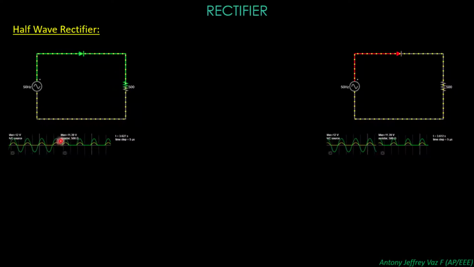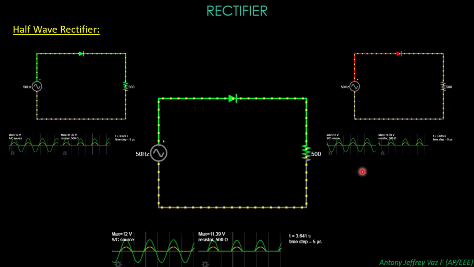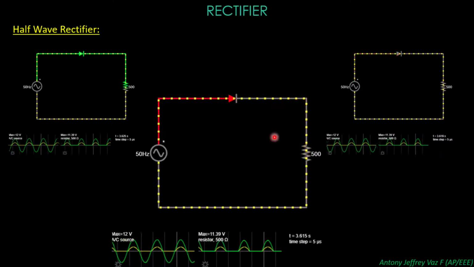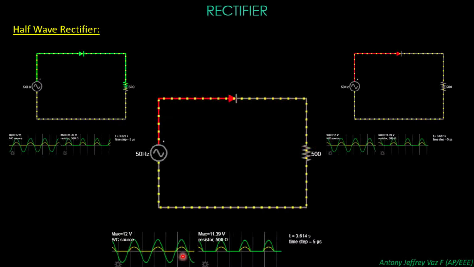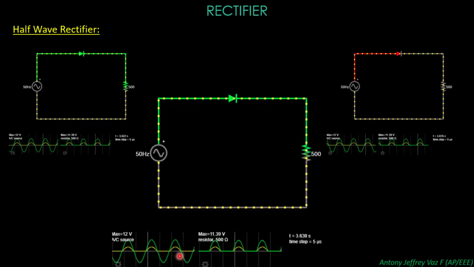Once the positive half of the cycle is present in the AC supply, you will have a positive supply in the resistor, whereas the negative supply present in the lower end will be blocked. You can see this is the negative end. There will be no negative end present here.